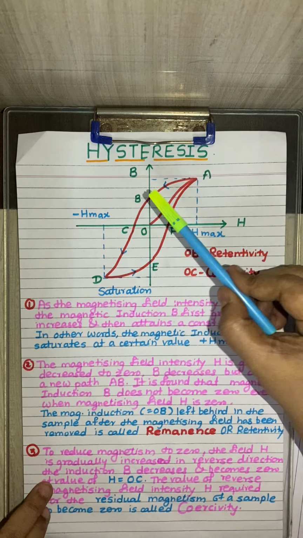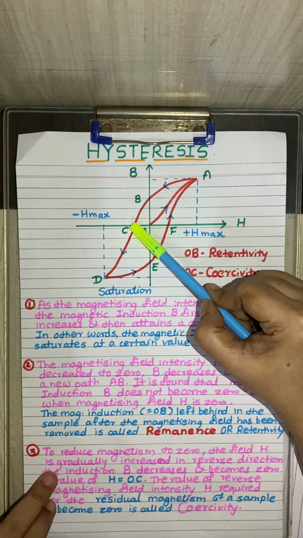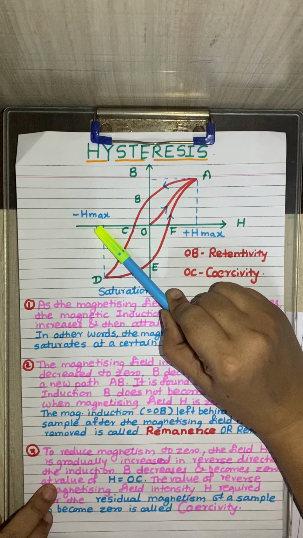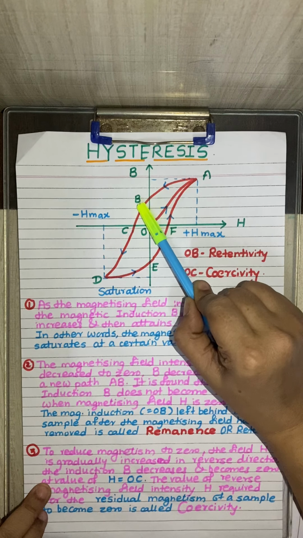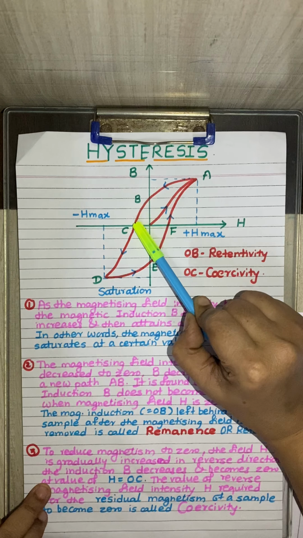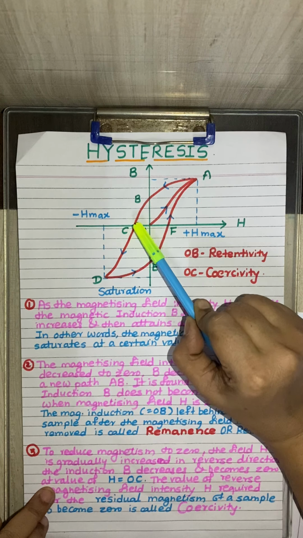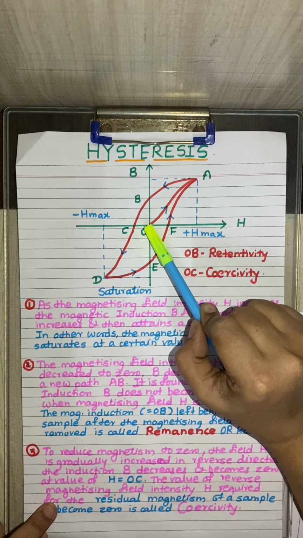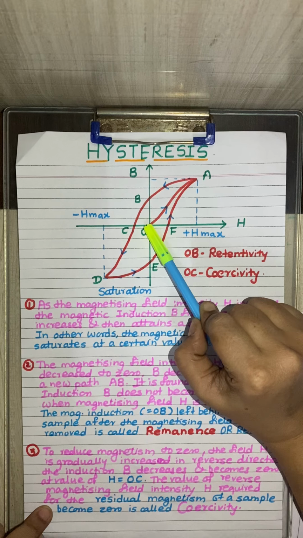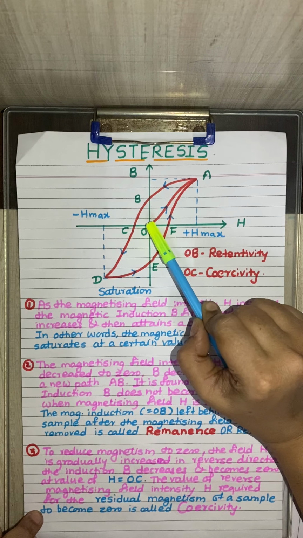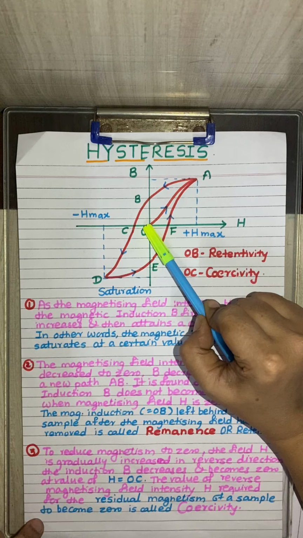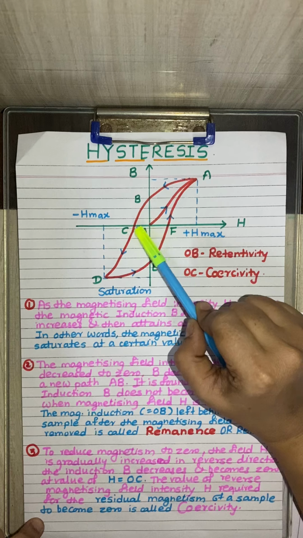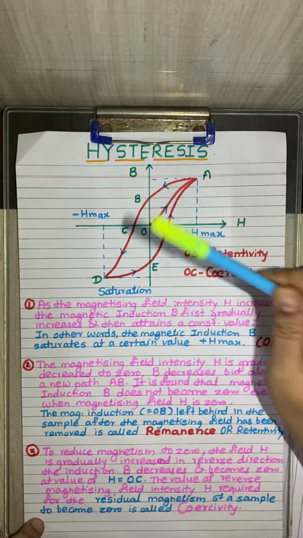Now, to reduce this magnetism to 0, the field H is gradually increased in the reverse direction. Then the induction B goes on decreasing. You can see that the induction B is going on decreasing and becomes 0 at the value of H equal to OC. The value of reverse magnetizing field intensity H required for the residual magnetism to become 0 is called coercivity. So OC is coercivity and OB is retentivity.